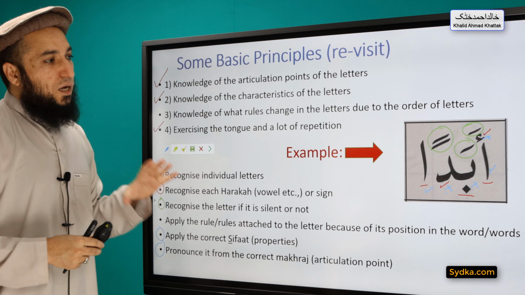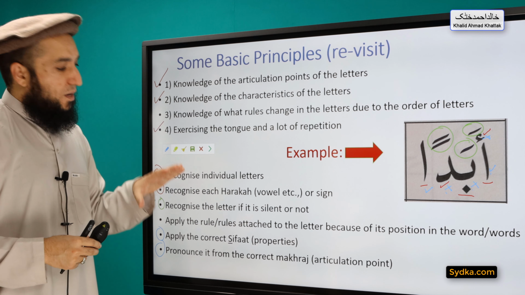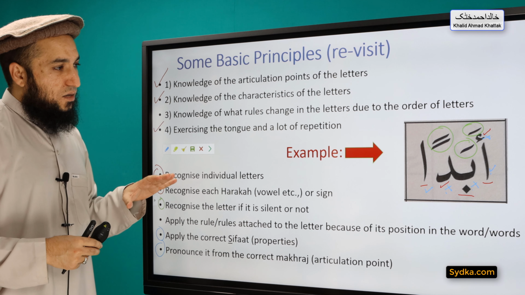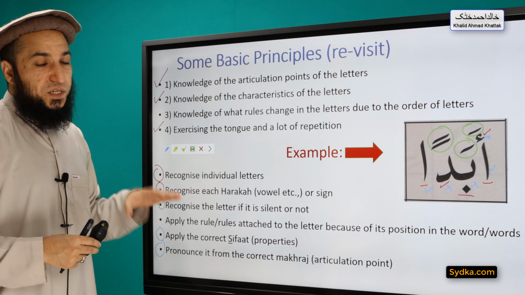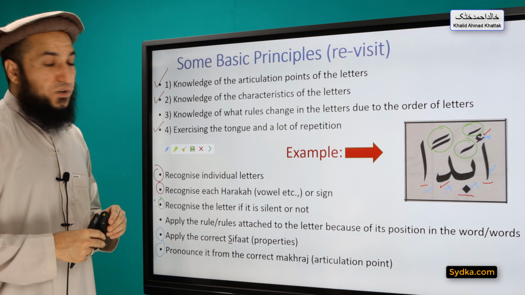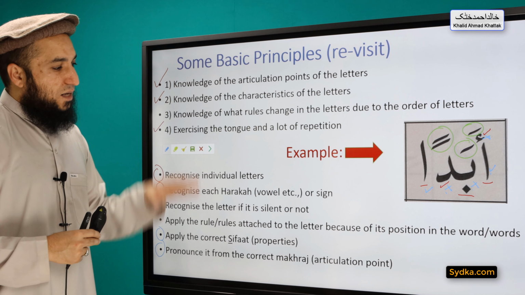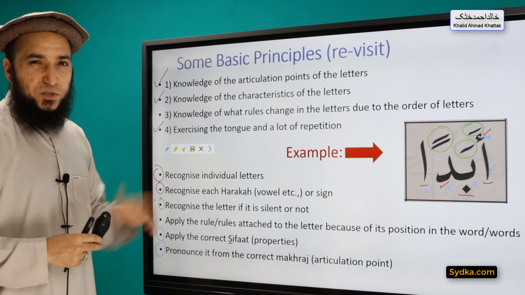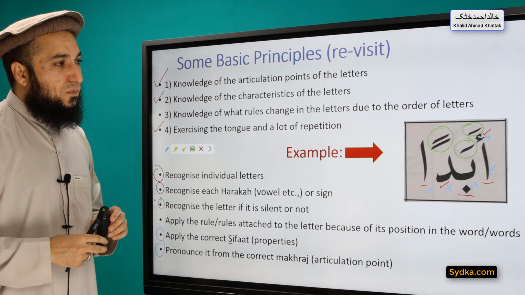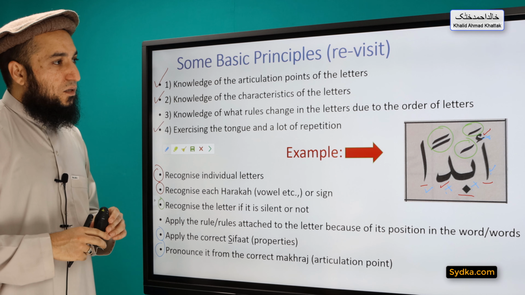If we manage to implement these steps correctly, then our reading and recitation will be very easy. These are not fixed rules. You can add or subtract to it. These are just general guidelines for recitation or reading the Arabic.